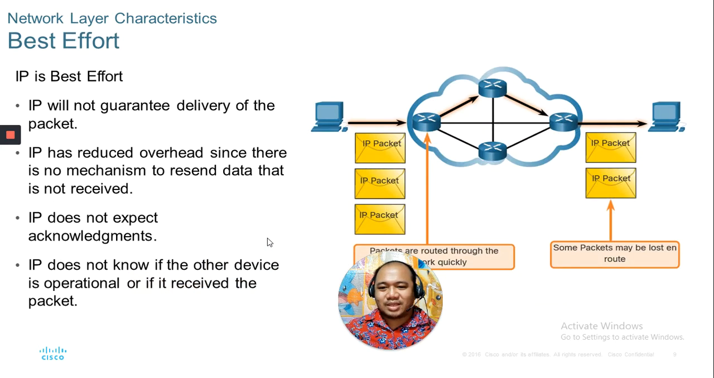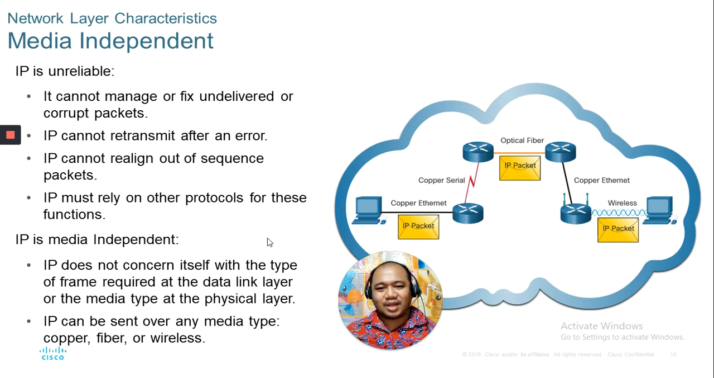Best effort. What do we mean by best effort? IP will not guarantee delivery of the packet because a packet also has a life, which is the time to live or TTL. The maximum is 255. For as long as the packet moves from router to router or other intermediary devices, the TTL will be reduced by 1. Once the TTL reaches 0, the packet has died. IP has reduced overhead since there is no mechanism to resend data that was not received. IP does not expect acknowledgement because this is the job of TCP. IP does not know if the other device is operational or if it received the packet, because acknowledgement is the job of the transport layer.